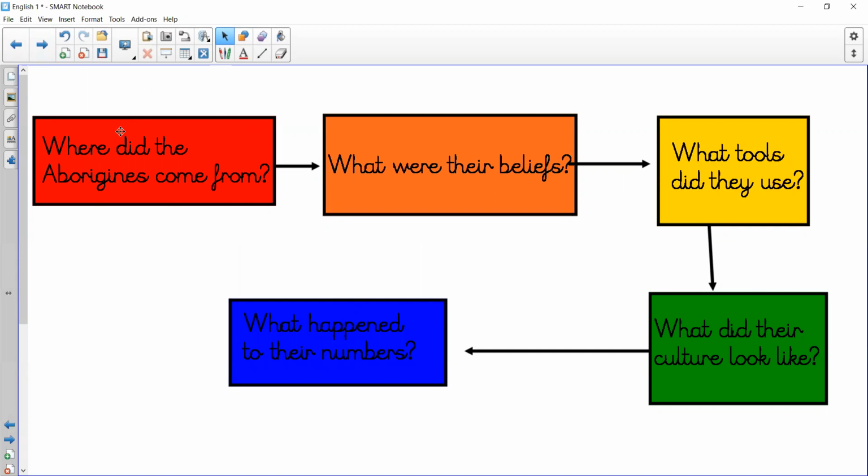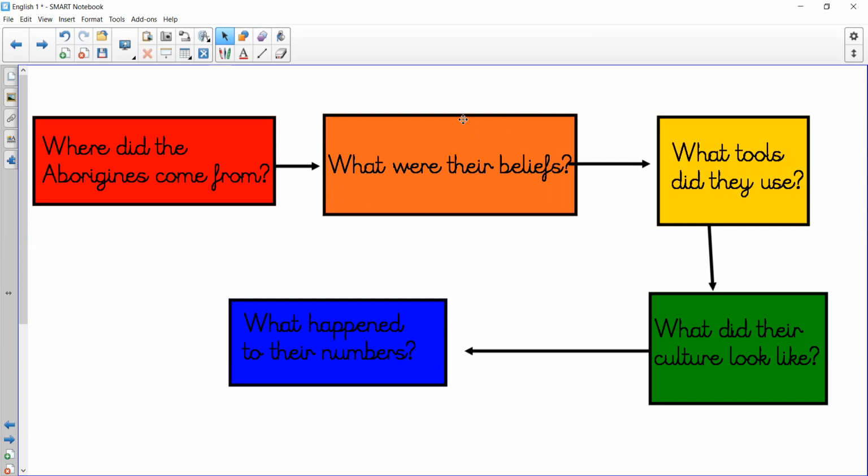So again, I did it where I just got my questions. So where do the Aborigines come from? I think that's probably a good place to start. And then I thought, right, what's the next thing that people want to read about the Aborigines? So I thought, what were their beliefs? So I was thinking about the whole idea, what he said about being the protectors of the land, having a huge family community that they've got as well.